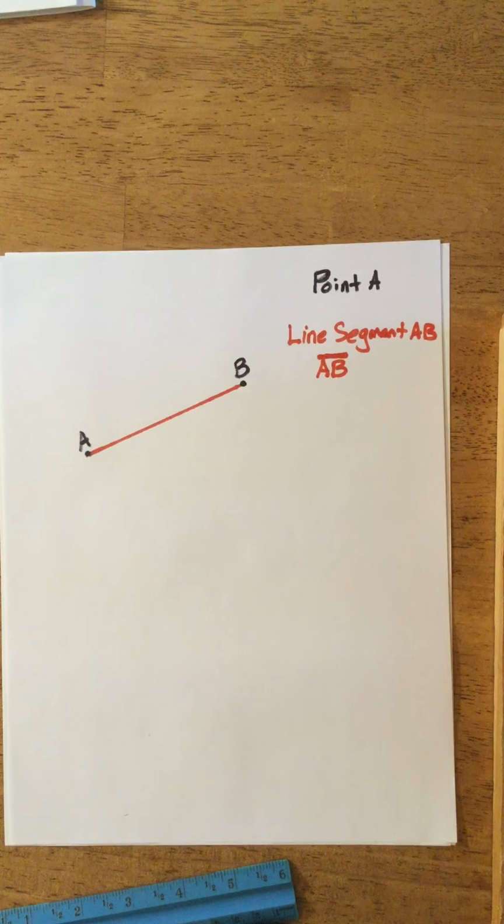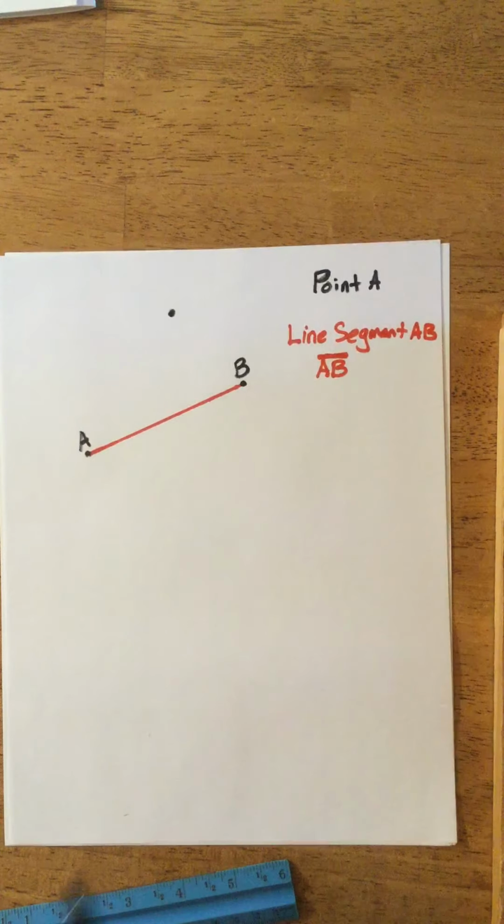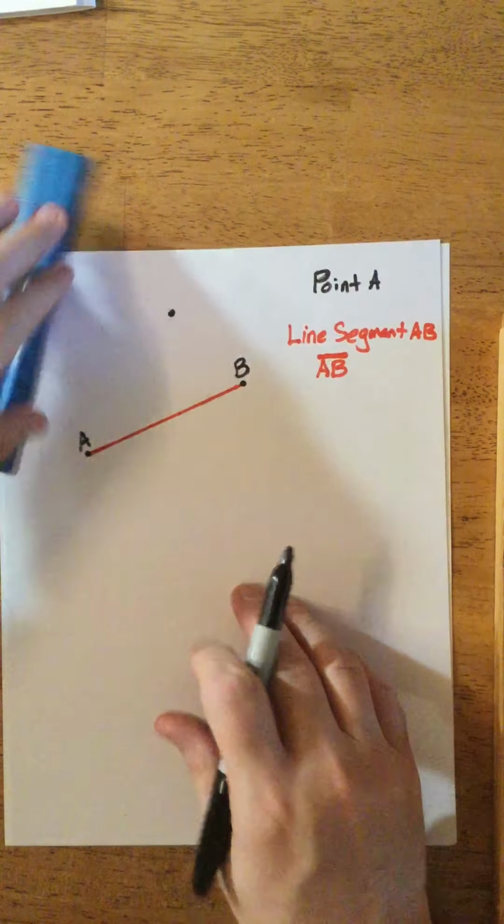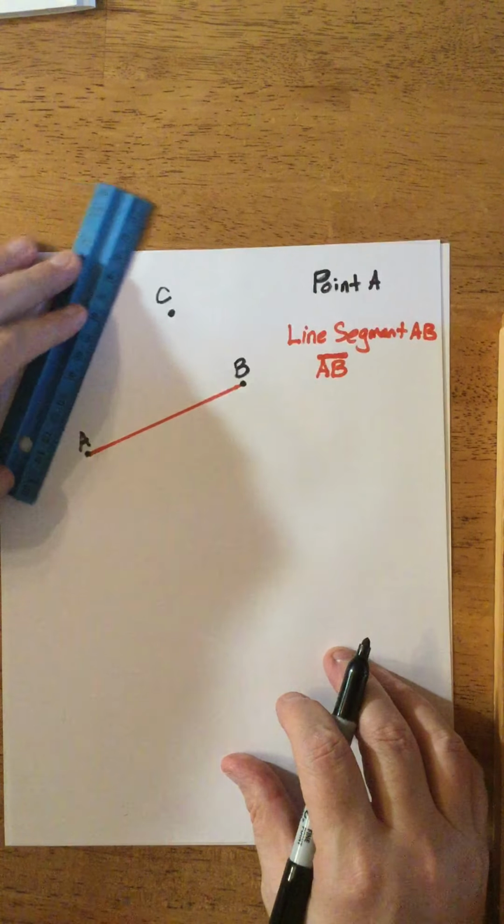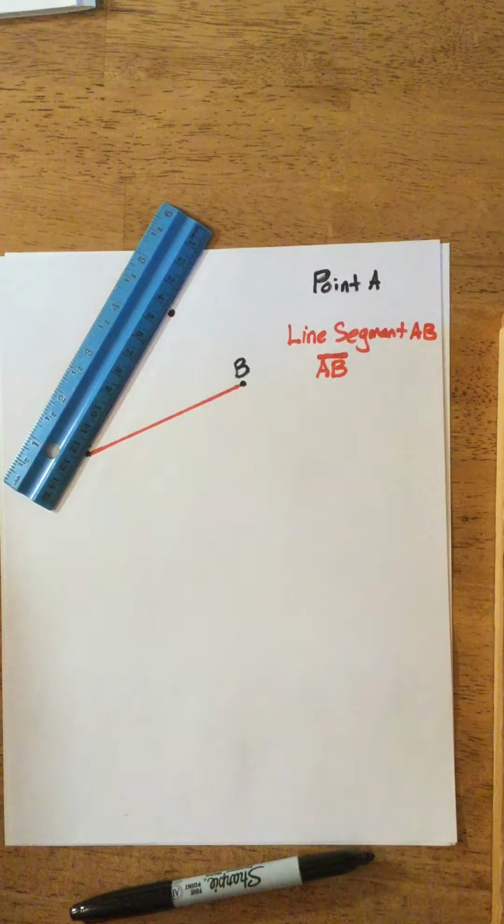So now what we're going to do is put a third point on our paper. And I'm going to put it up here. And I don't want it on A or B or on that line segment anywhere. I'm going to label this with a C. And I'm going to connect point A with point C.